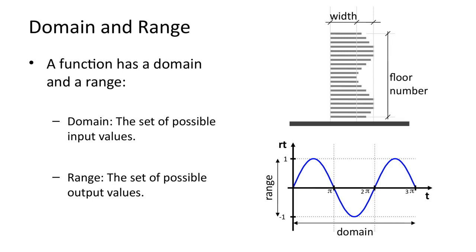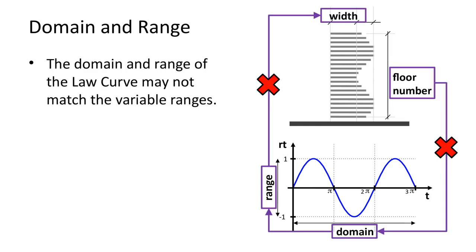In this case, the building being generated has two humps along its height. So the domain of the sine curve needs to be set to include two humps. The domain can be from 0 to 3 pi. The range will be from -1 to 1. However, the domain and range of the law curve do not match the values required in the model. So to be able to use the sine curve to generate the floors, you will first need to do some number manipulation.